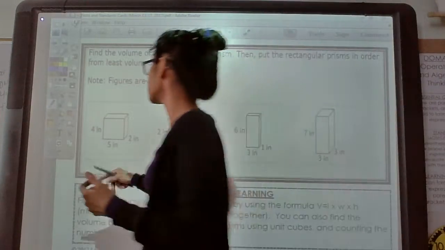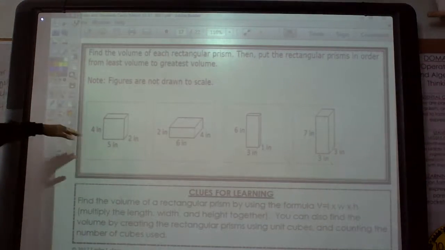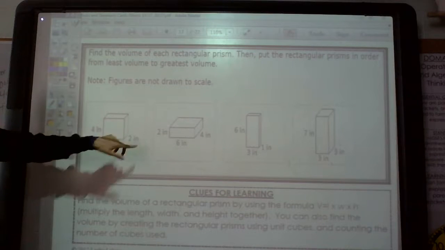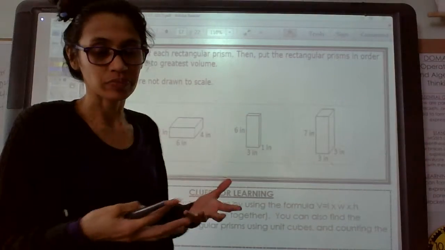All right, so let's look at this first one. What are the dimensions of that? We have 4 inches, that's the height, 5 inches the length, and 2 inches is the width. So we need to multiply those numbers together.